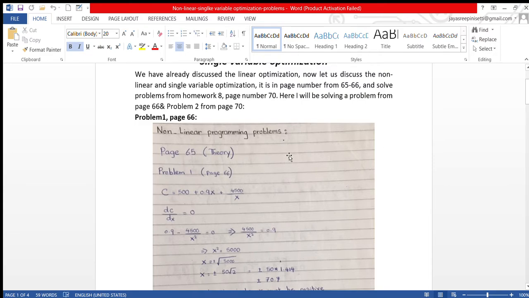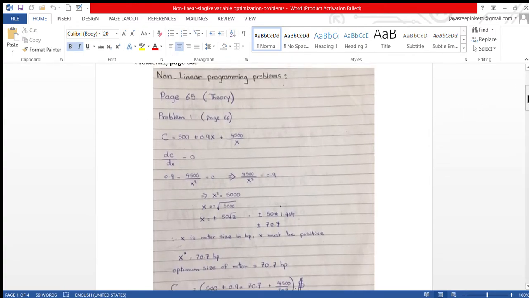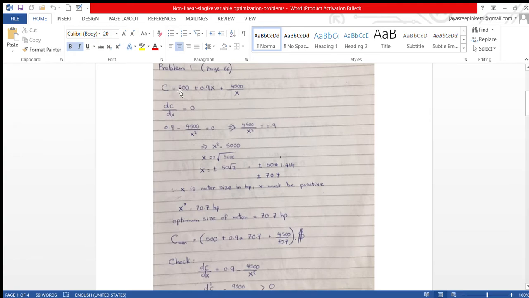So here, it is on page number 65 and 66, and let us solve one problem which is in the theory on 65. This problem is already solved on page number 66. Let us explain quickly. So nonlinear programming problem 1, page number 66. The problem is C equals 500 plus 0.9x plus 4500 over x. C is the cost function.